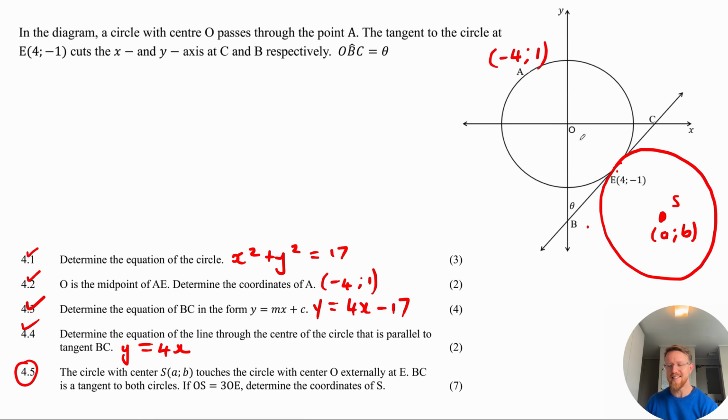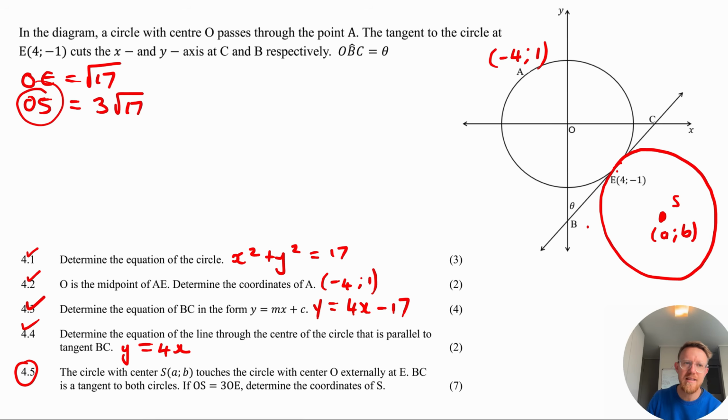Actually quite easy. For 7 marks, what we can do is the following. We already know the length of OE. Remember we worked it out in the beginning question here. We already worked out that it was the square root of 17. So then we can say that the length of OS would be 3 times that. So it would be 3 square root 17. We can then take that and put it into a distance formula.